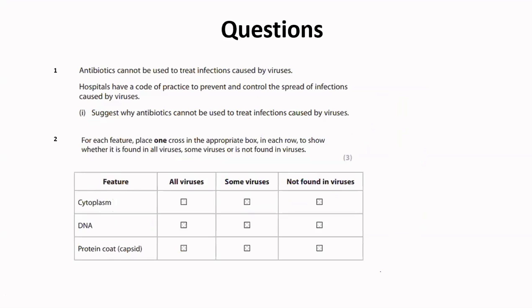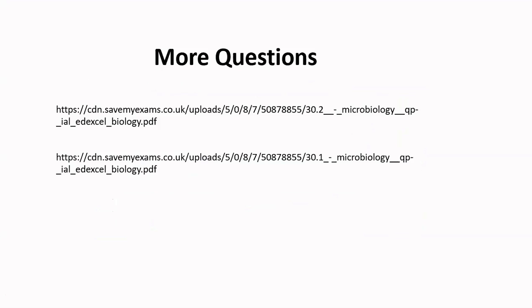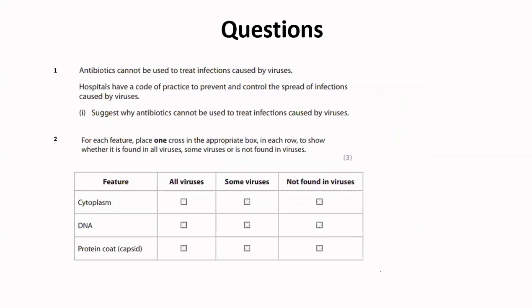Now there are some questions. You can try these questions, and here I have even attached 2 links for 2 question papers related to microbiology. You can try these at home, but we will try the second question. For each feature, place 1 cross in the appropriate box in each row to show whether it is found in all viruses, some viruses, or is not found in viruses.